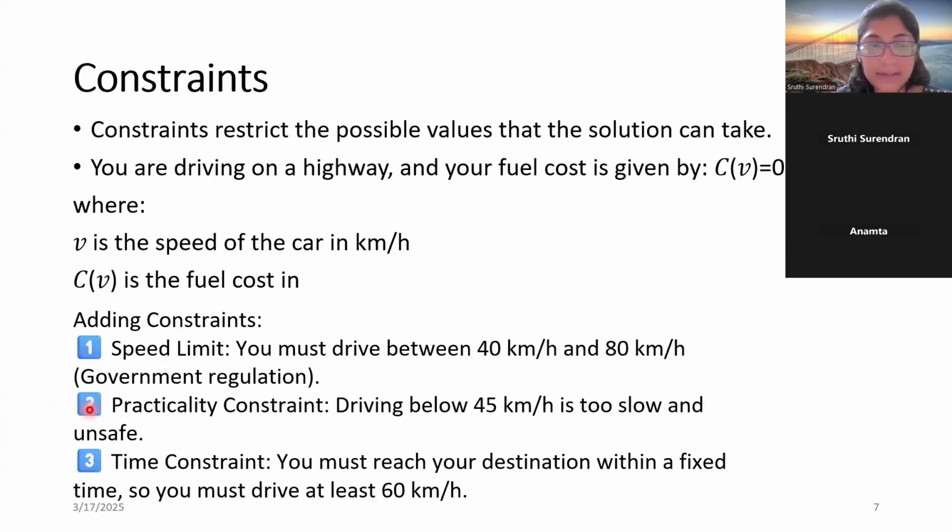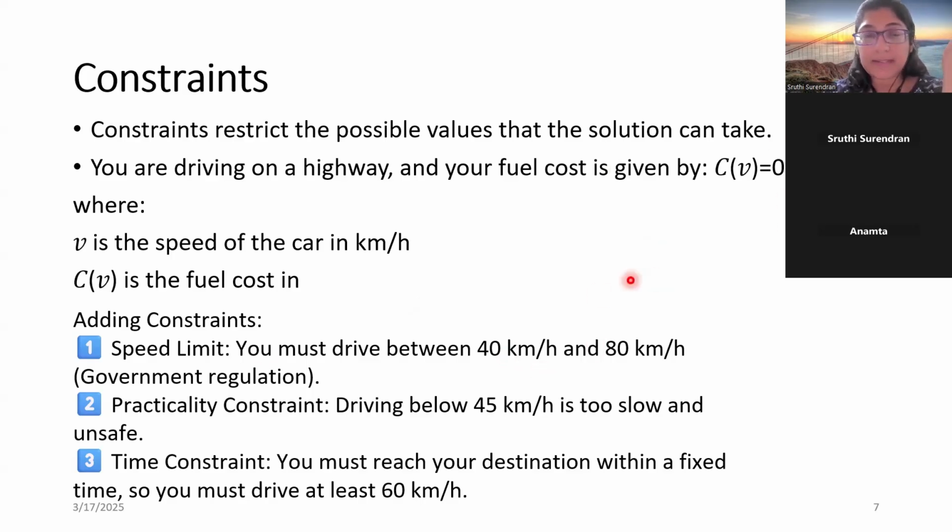So what are the constraints in this case? For the same example, we know that this is the equation relating the cost of the fuel with the speed of the truck. What does constraint mean in this case? Constraints are limiting conditions within which the speed can vary.